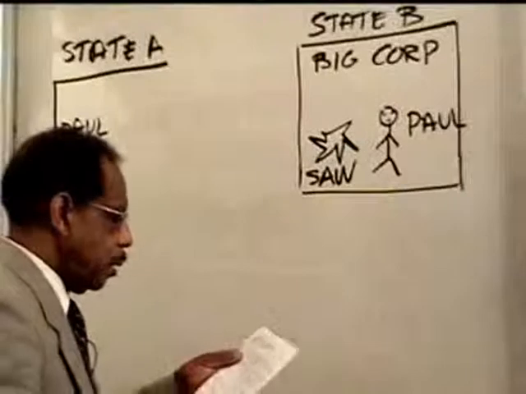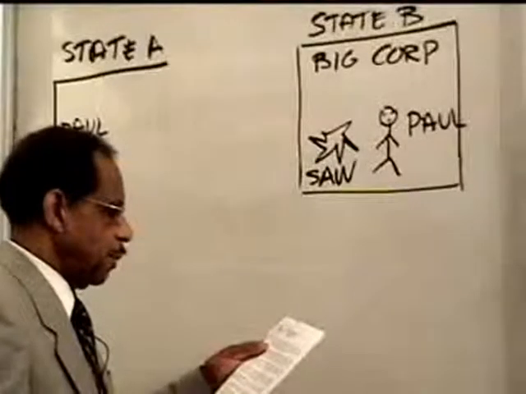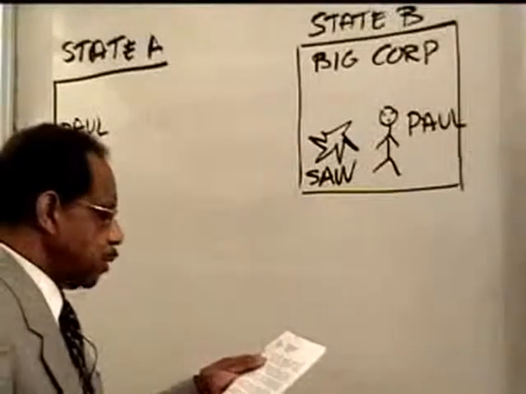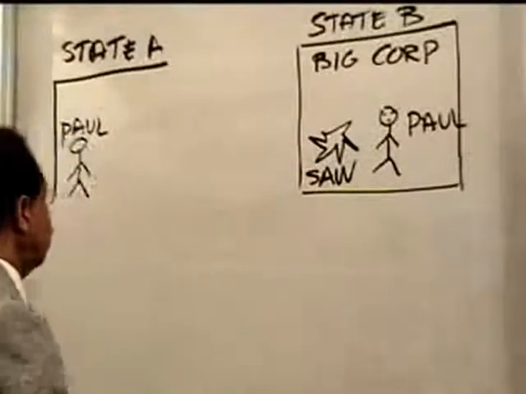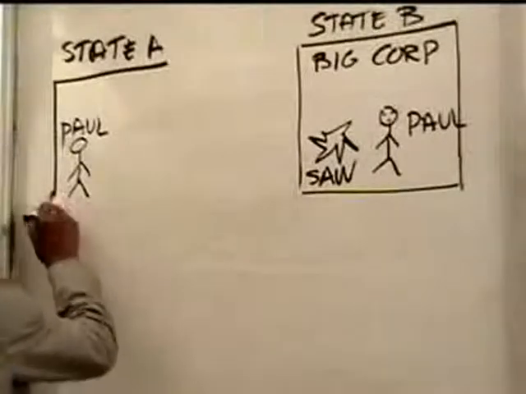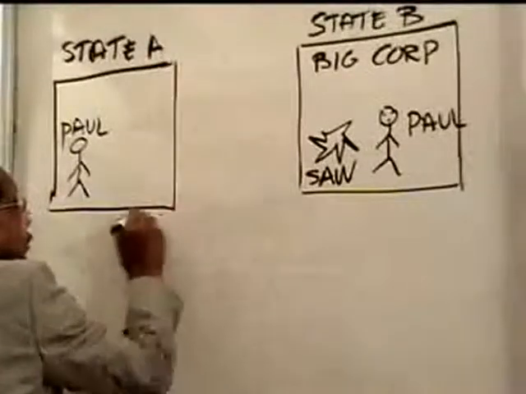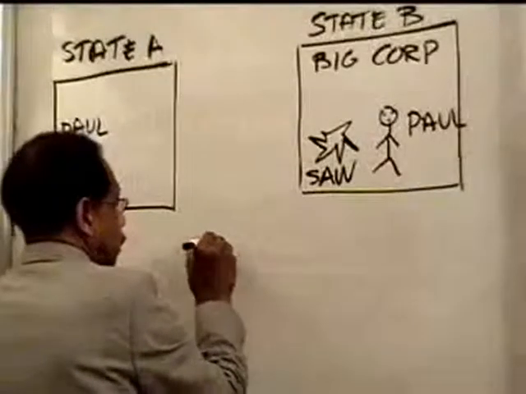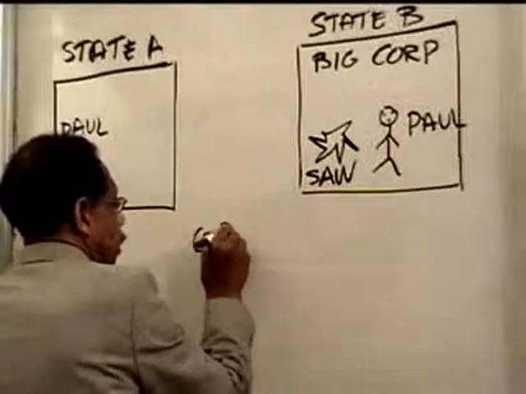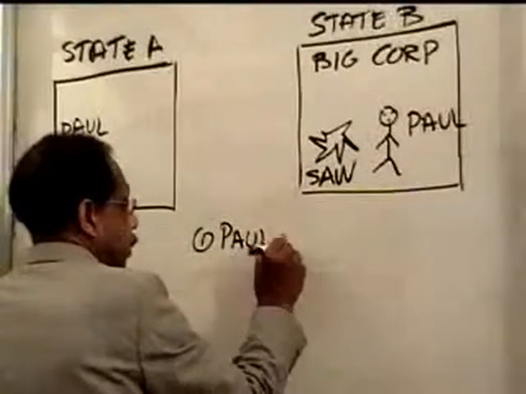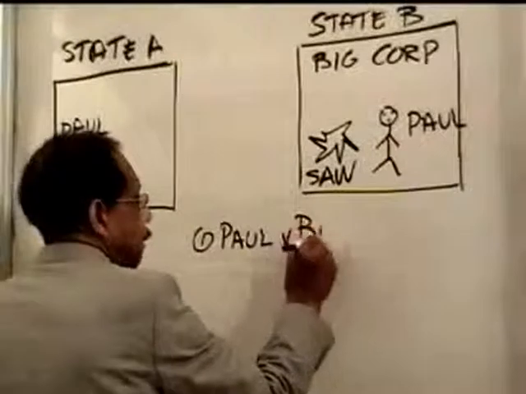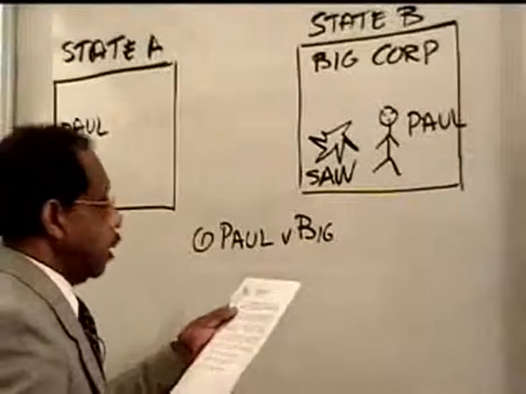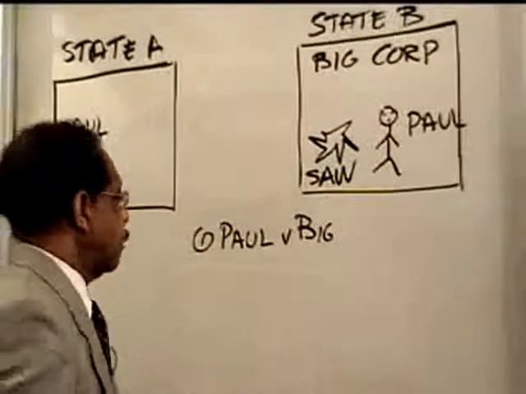Now, Paul brought a product liability suit for $100,000 against Big Corp in federal district court in State B based on diversity. So our first lawsuit, we'll put it over here, is Paul versus Big Corp, and this is in State B federal court based on diversity.